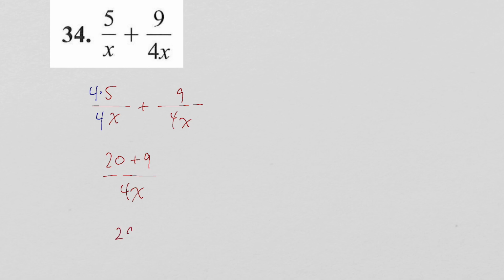Okay, here we don't have a common denominator, but we can see that the common denominator is 4x. So we're going to have to multiply this by 4, so we multiply the top of this by 4 as well to get there. And so we're going to have 20 plus 9 all over 4x, which is going to be 29 over 4x.